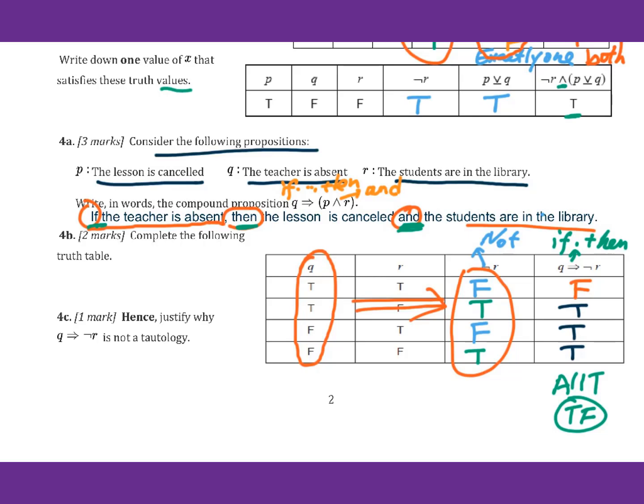For 4C, justify why this is not a tautology. Tautology means for that column, you have to have all true values in the truth table. Not all the entries in the last column are true.